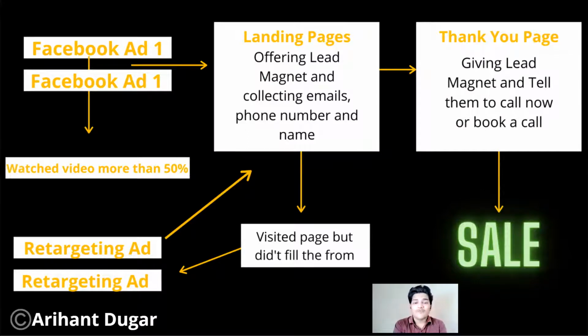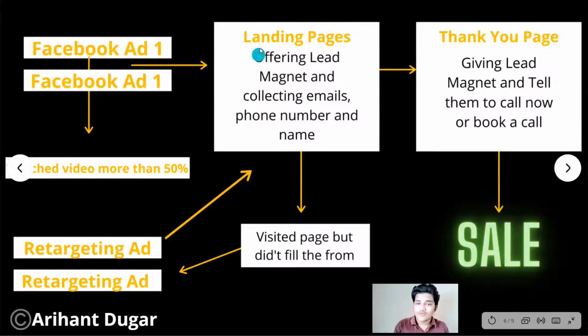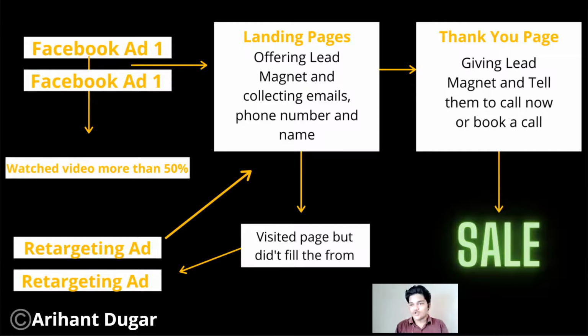You can tell them, if you want access to this lead magnet or this offer, you have to fill in the form. So they give their name, email address, and phone number, simple. Once they click, you land them on your thank you page, where you tell them thank you so much for being a part of this lead magnet and for getting this offer. Our team will contact you for further inquiries.